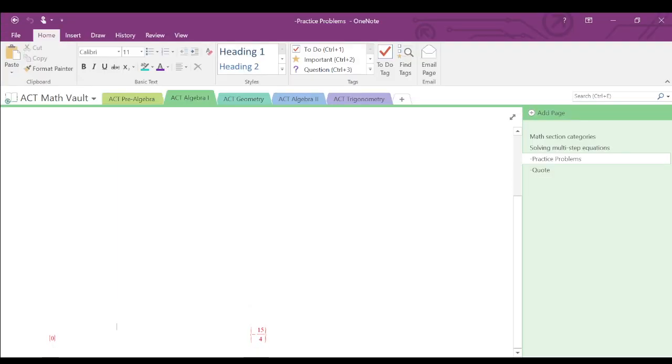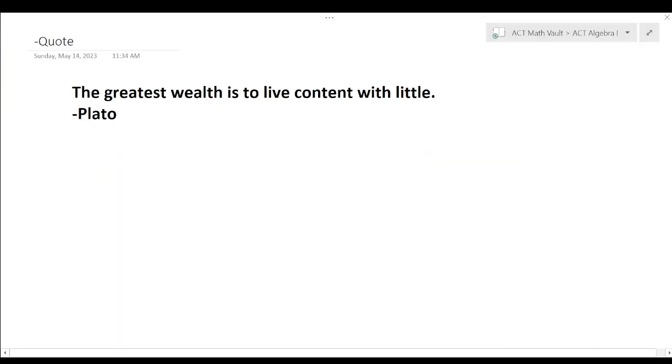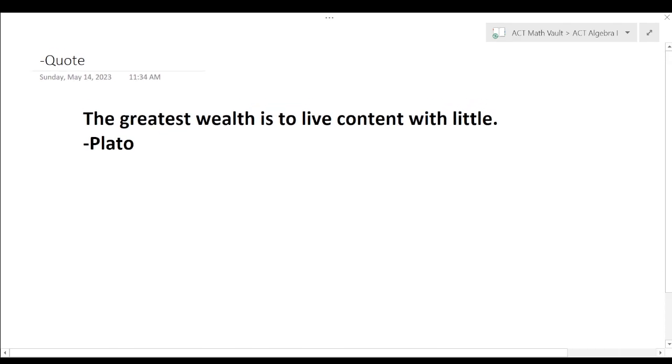So to leave you with a little inspiration, I want to show you this. I love this quote. The greatest wealth is to live content with little. This is something I've been adopting more and more into my life, just this mentality. And I hope it brings a little bit of peace to you.